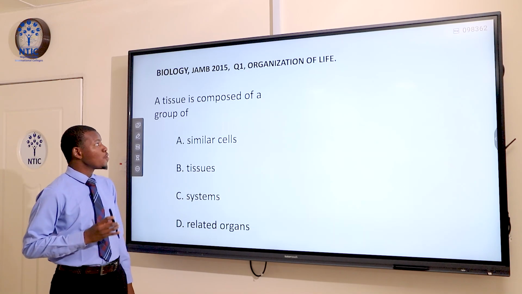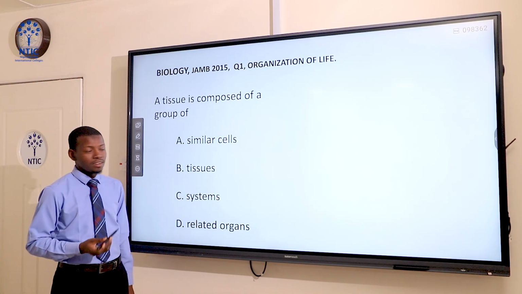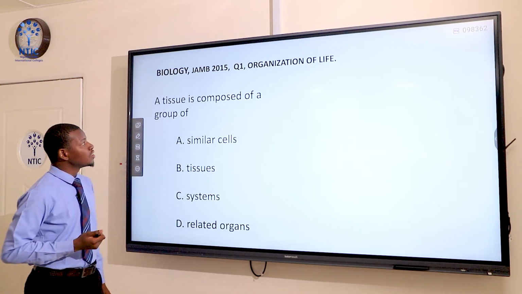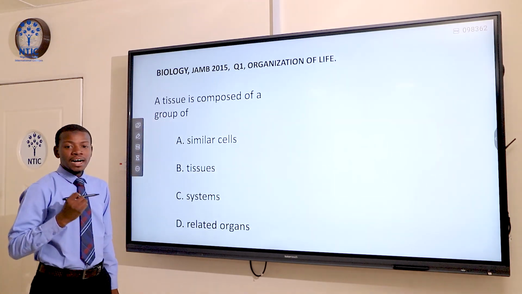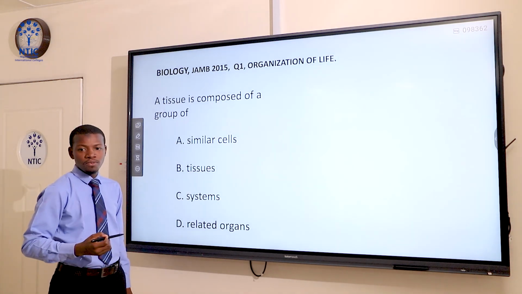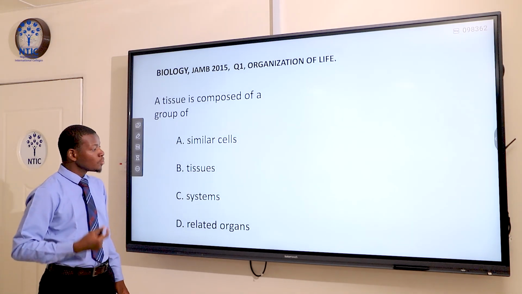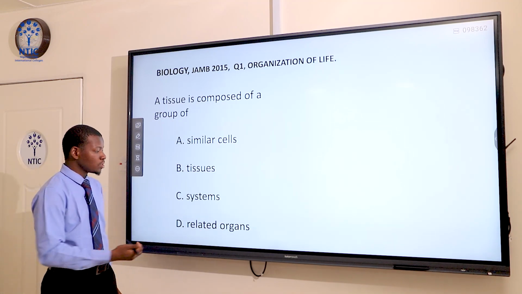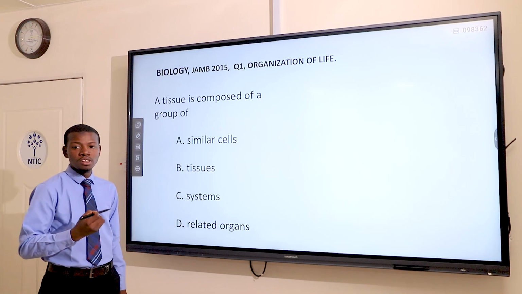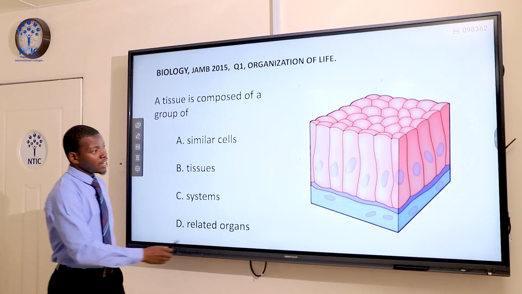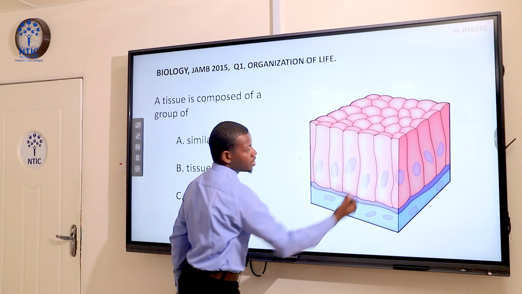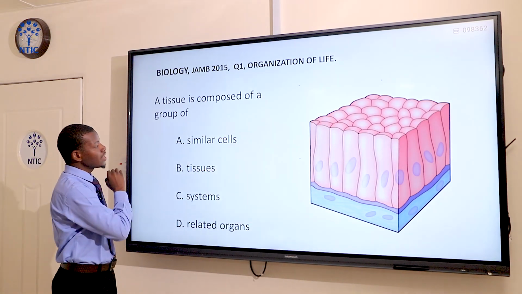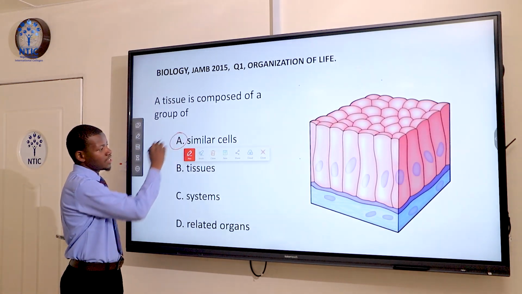A tissue is composed of a group of A. Similar cells, B. Tissues, C. System, and D. Related organ. Now, the key word here is tissue. Similar cells performing similar functions come together to form tissue, while those tissues come together to form organs, and several organs also come together to form system, which eventually forms the whole organism. When you have similar cells performing similar function, it is referred to as tissue. So, the correct answer here is similar cells.